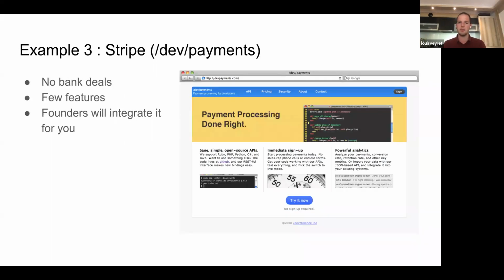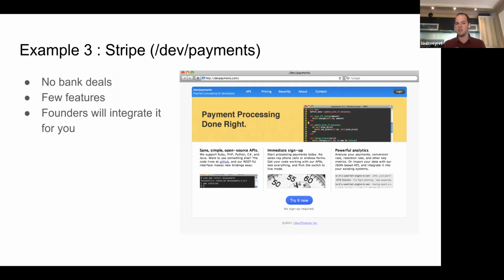And the last example is Stripe. Stripe is a payment processing service. The old name of Stripe was /dev/payments. It was not Stripe. That was the landing page a couple of years ago. And Stripe is the feature that lets you buy anything online. You can see it on a lot of e-commerce stores, for example.